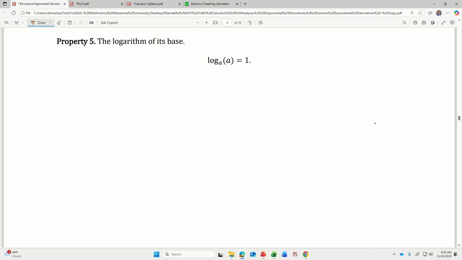Okay, what if I have a logarithm base a of a? Well, a is the same thing as a to the 1 power, isn't it? And so if I cancel out the a, then I just get 1. I don't know how else to say it. But since the logarithm is the inverse of the exponent, these cancel out when I compose them, and I am left with that 1.